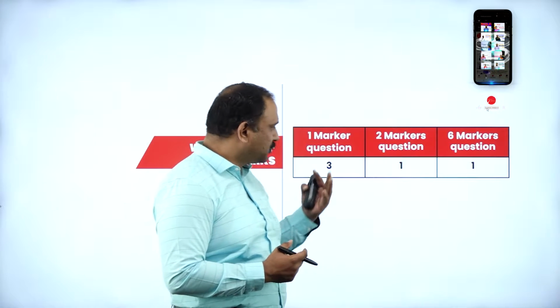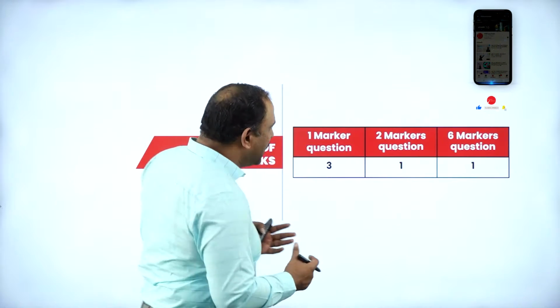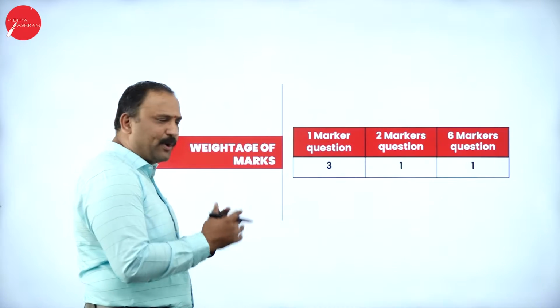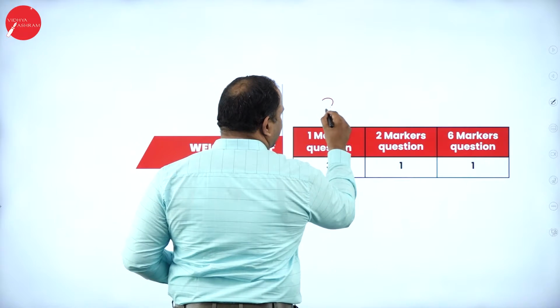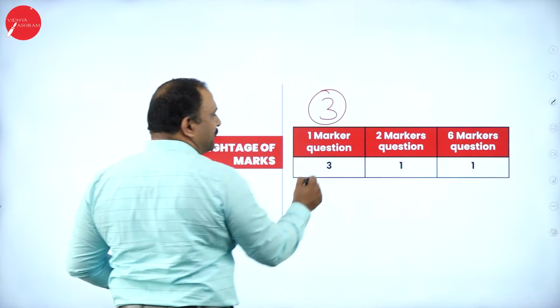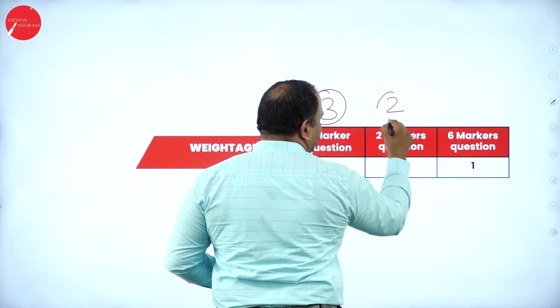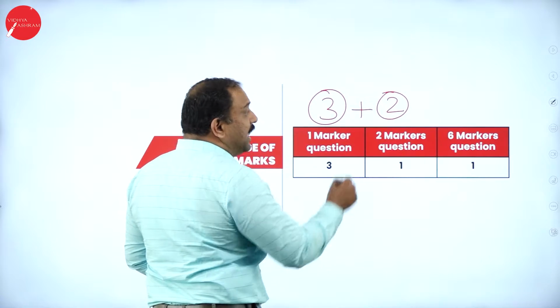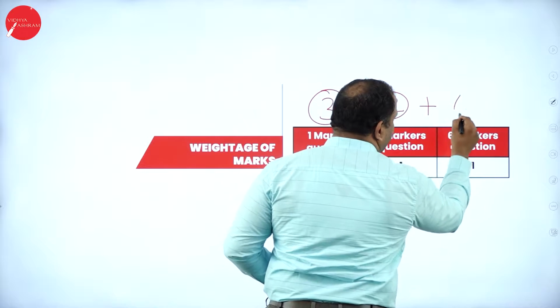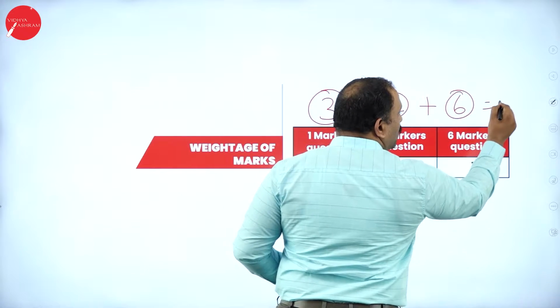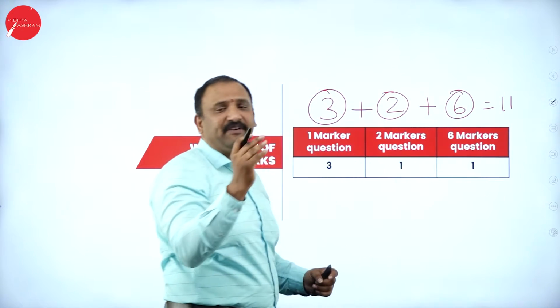Moving further, we're going to talk about the weightage of marks. Of course, I would go back with the same equation here. Why? Because you will get 3 marks coming from each 1 marker. So there are 3 questions here, 1 2-mark question. So 3 plus 2 is already 5. And a 6 marks. So that means this chapter would also fetch you 11 marks.